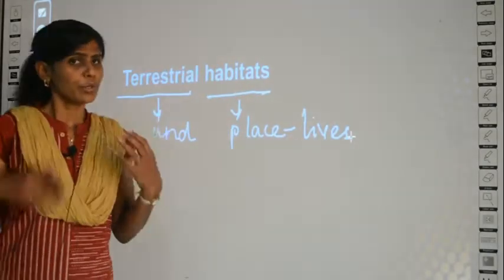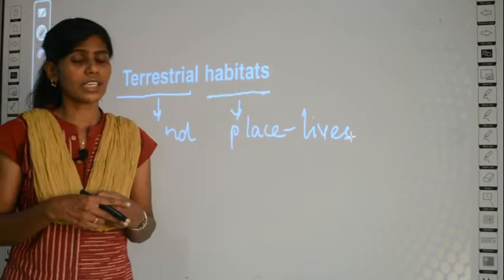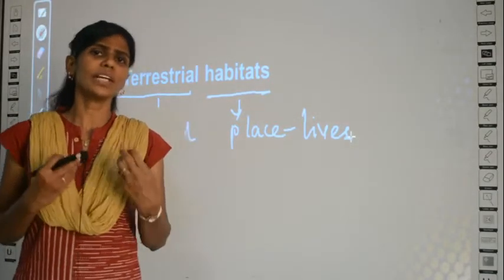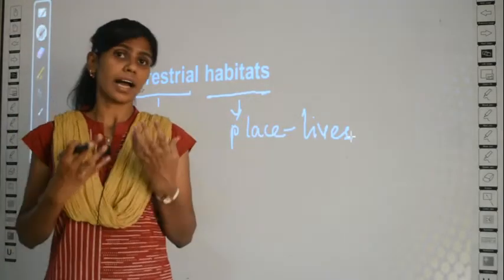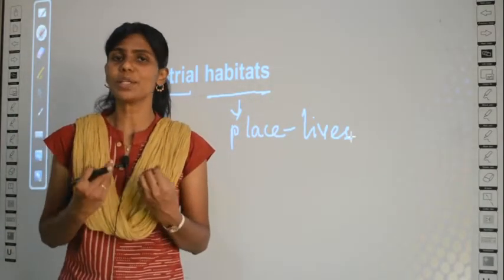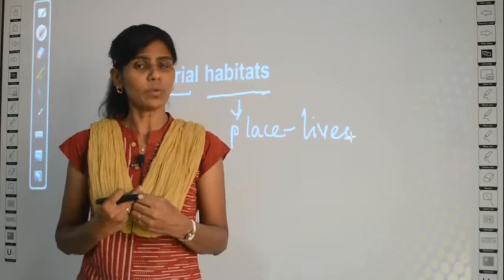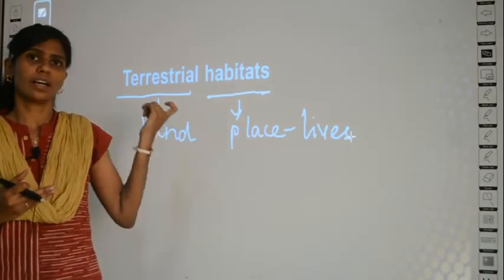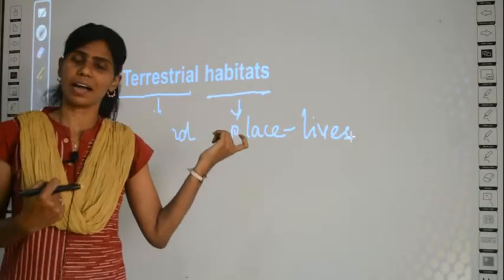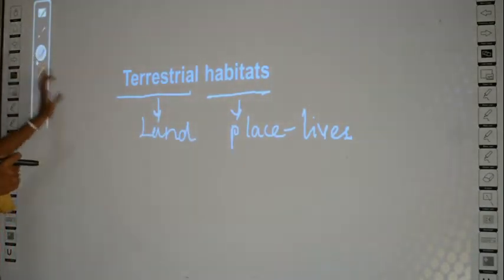Okay. For human beings, which is the habitat? Terrestrial habitat, right? We live on the land. For fishes, which is the habitat? Aquatic habitat, because they live in water. Whereas human beings and other animals live on land. So we have terrestrial habitats.